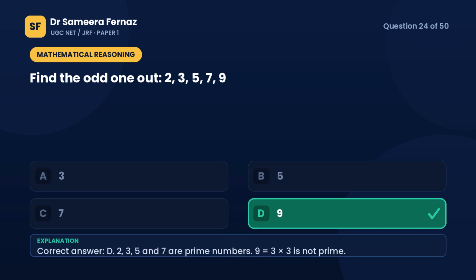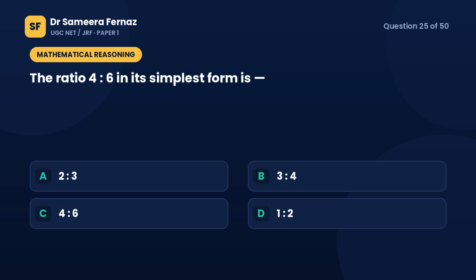Question number 23, Mathematical reasoning. Quick maths. What is 15% of 200? Answer is option A, 30. 15 out of 100 taken from 200.